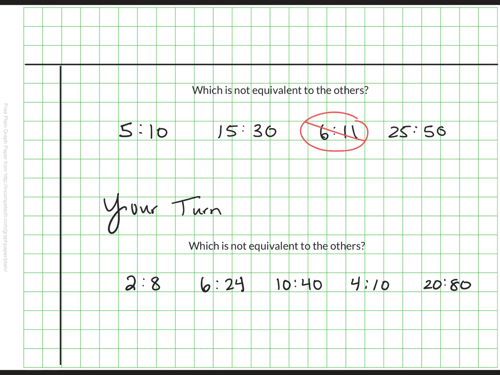For your turn, I want you to determine which of these is not equivalent to the others. For two ratios to be equivalent, it means that both parts of the ratios are changed by either multiplying or dividing by the same value. One of these doesn't fit in with the others.